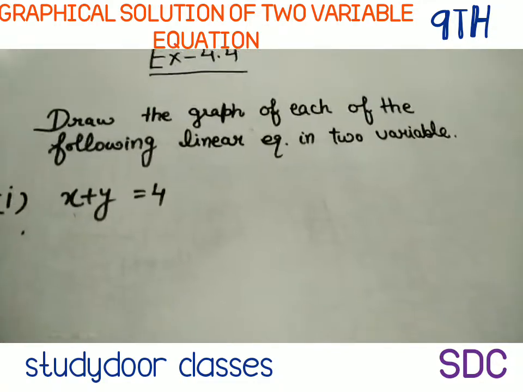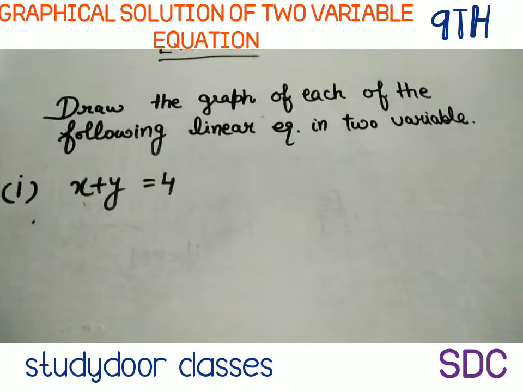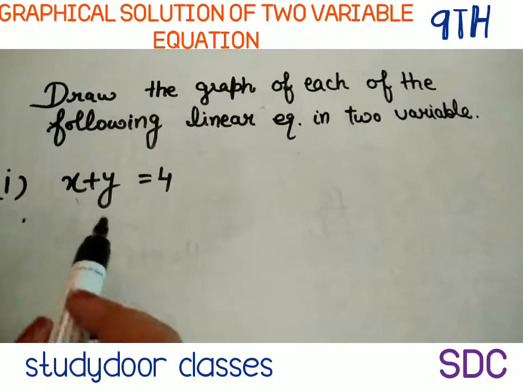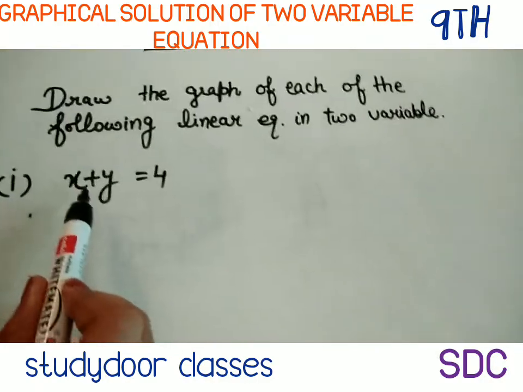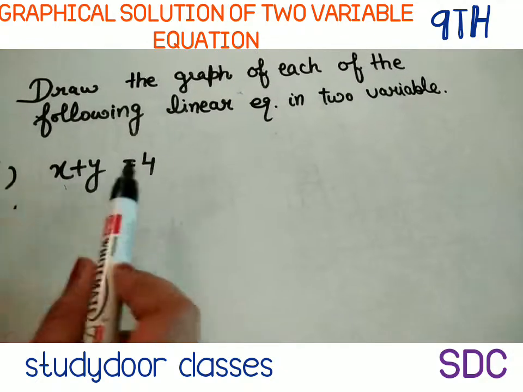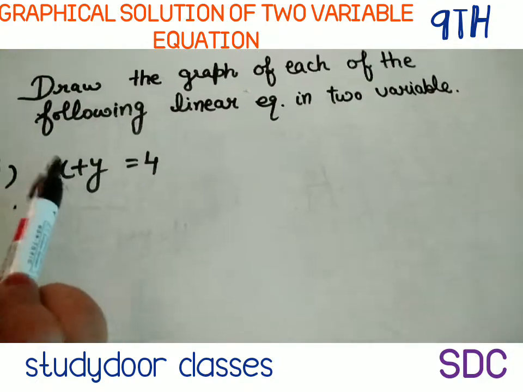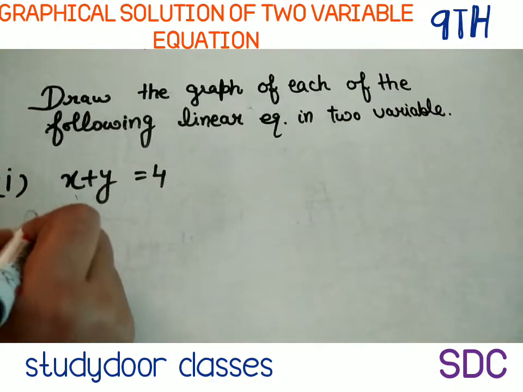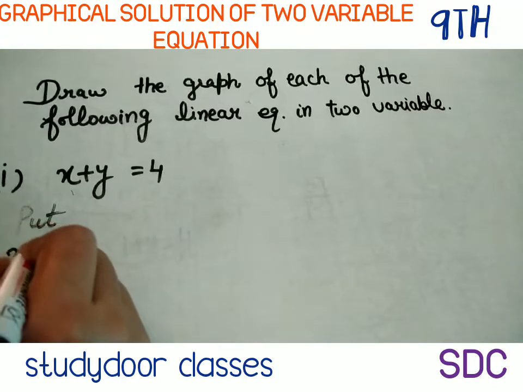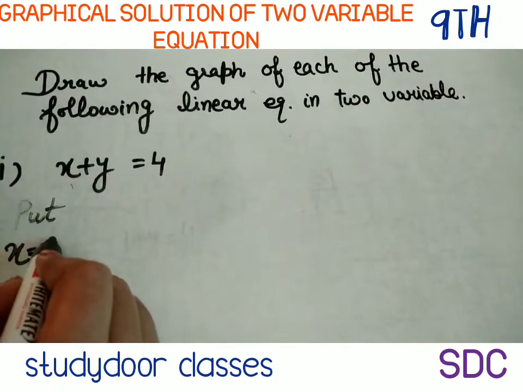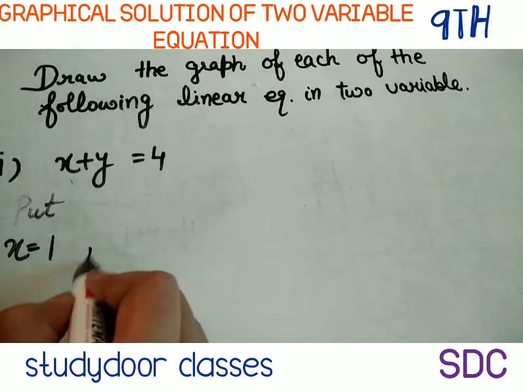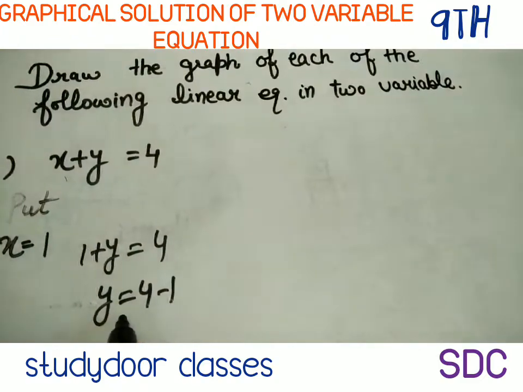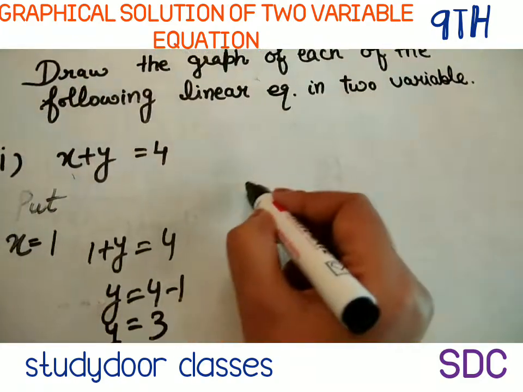Now we have a sum. Draw the graph of each of the following linear equations in two variables, where the equation is x plus y is equal to 4. Now we know in the previous exercise we have already done how to find the solution of a linear equation with two variables. We will put the value of x and find the value of y. Put x is equal to 1. We will find 1 plus y is equal to 4. Value of y is equal to 4 minus 1, which is 3.